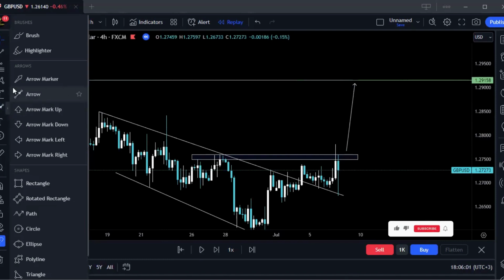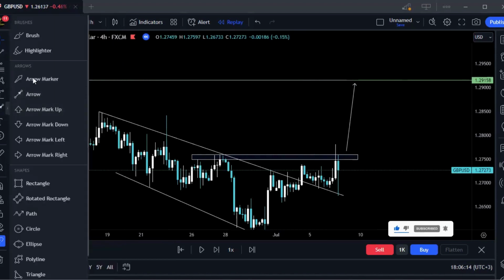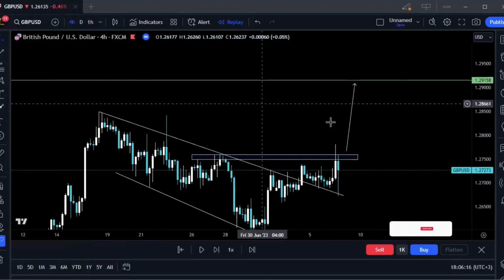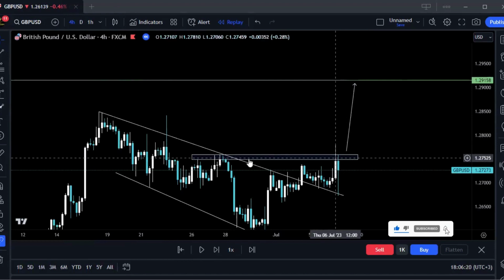Hey, I've always been looking for this arrow since they gave the new update on TradingView, because the last time it was here, so I was always used to it being here. I thought they removed it, but they've moved it. All right, never mind that. Excuse me.